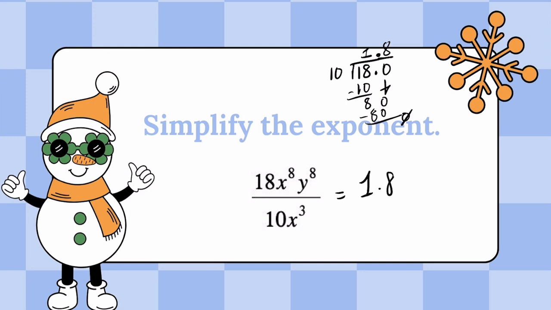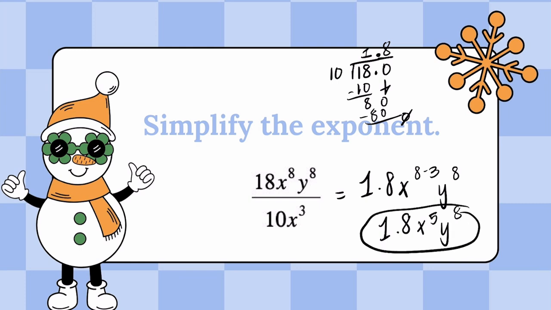And then we're going to do x to the 8 minus 3. And then y to the 8th is just going to stay the same because there's no y's on the bottom. So then we'll have 1.8 times x to the 8 minus 3 is 5. And y to the 8th will stay the same.